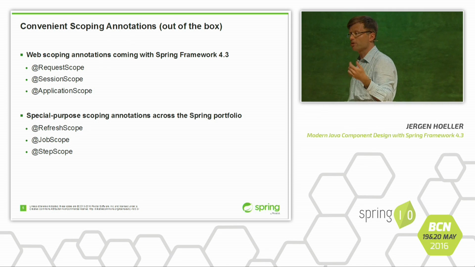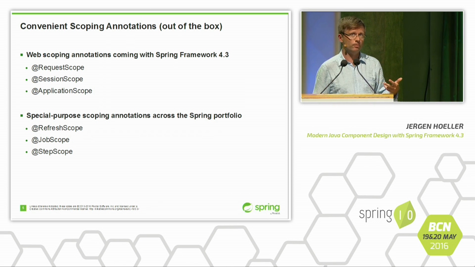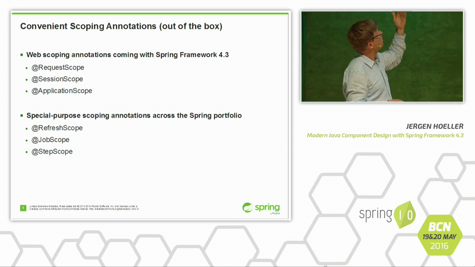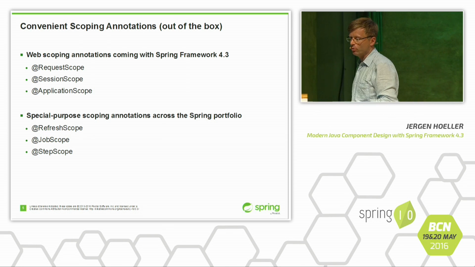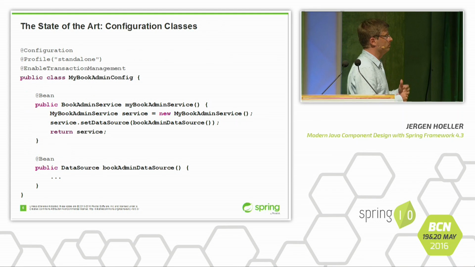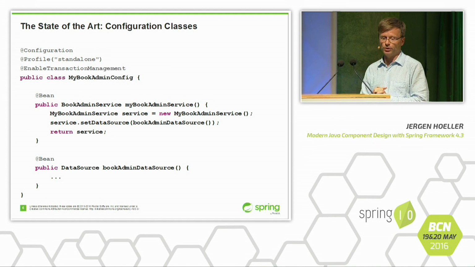There is already a refresh scope in Spring Cloud Config, job and step scope in Spring Batch, pre-composed, regular @Scope meta-annotations on there. We're basically doing the same thing for the web annotations in the core Spring Web module. So that's a 4.3 feature, but actually the composability is a 4.2-level, 4.2-era feature.